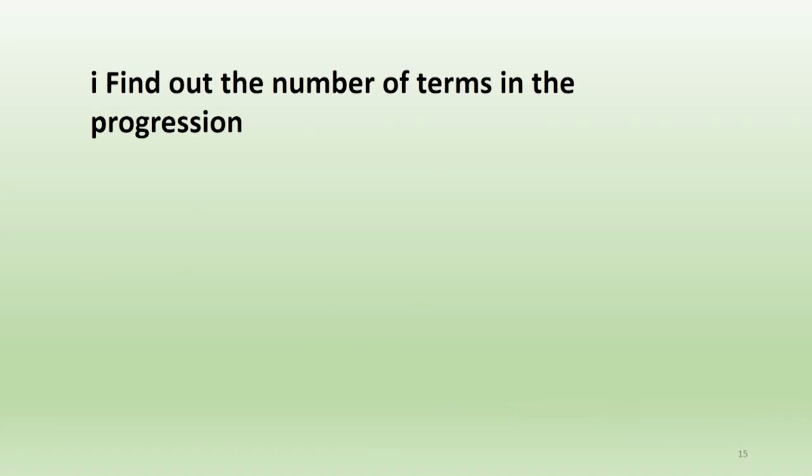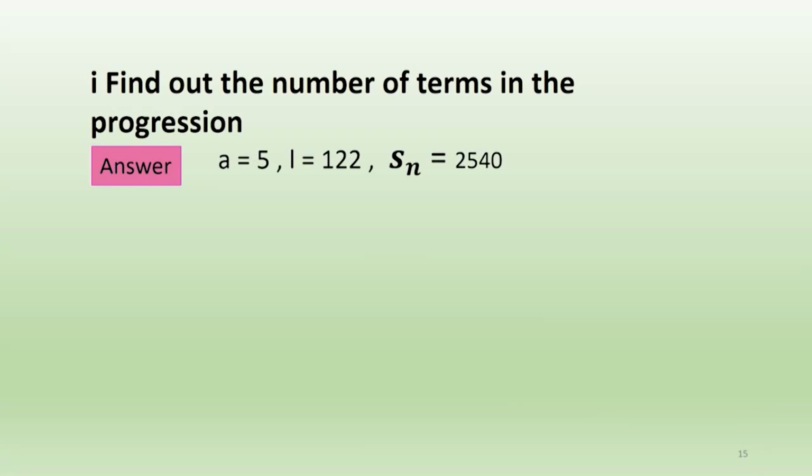We can apply a formula. So what's the formula we'd like to use here? Here we know the last term, so the suitable formula is Sn equals n over 2 times (a plus l). That's the most suitable one, because we know the first term and the last term. Then Sn equals 2540. We have to find n, because the number of terms must be found.